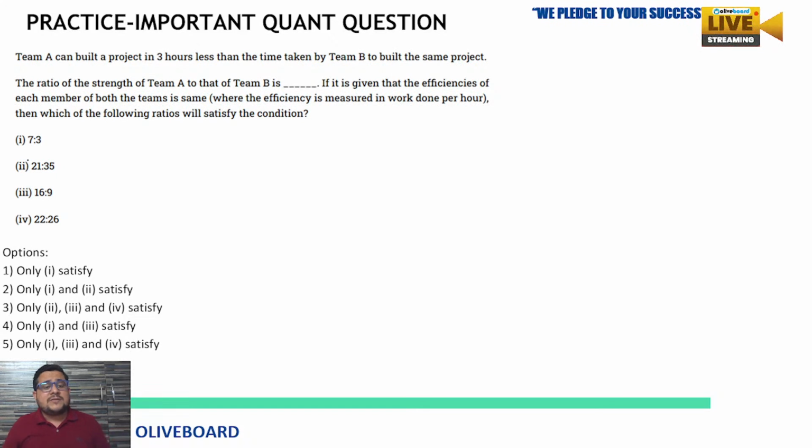To solve this one, in yesterday's session this question was there. If you have attended that session, then you can easily do it. Tell me fast the answer of this. Team A can build a project in 3 hours less than the time taken by Team B. This is based on the filler. You have to answer accordingly. I'm checking your chat comments, whether you are able to solve or not.